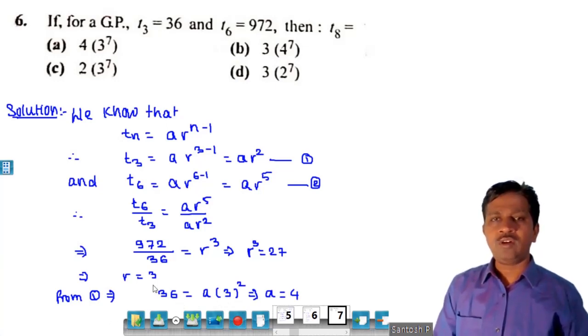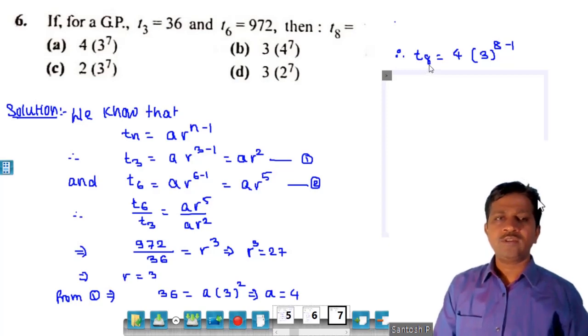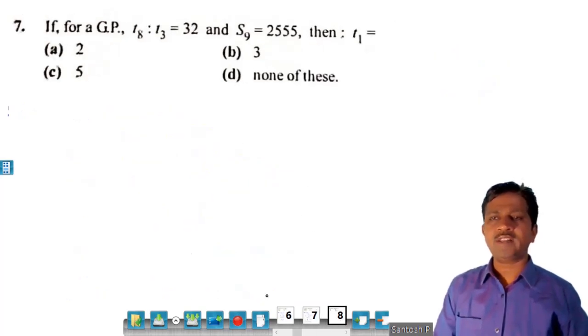So we got the value of A and we got the value of R, and so we can now find any term of that sequence. T8 can be calculated by using the formula for Tn. Tn is given by A into R raised to n minus 1. In this case, I need to find T8, so I'll put n equals 8. So T8 equals A, which is 4, times R, which is 3, raised to n minus 1, meaning 8 minus 1, that is 7. So the answer is 4 into 3 raised to 7, which means option A is the correct answer. Okay, let us move further to the next example.